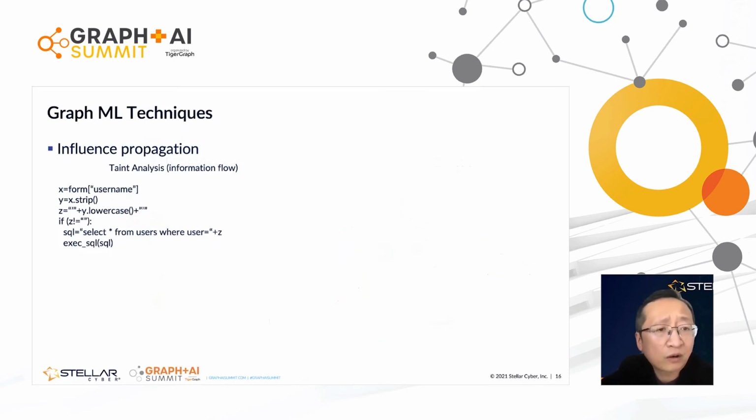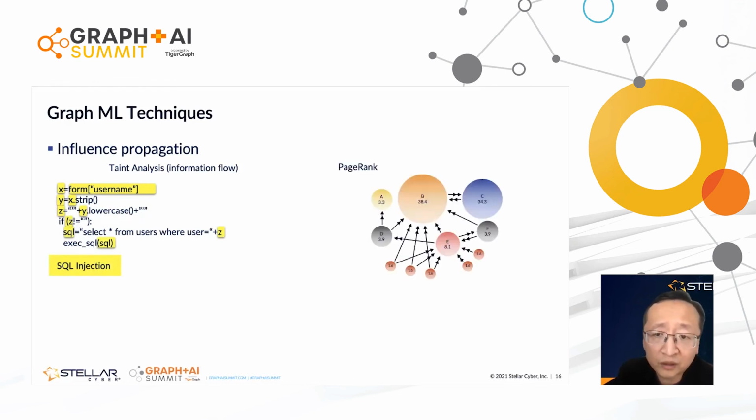There are different graph machine learning techniques. More traditionally, we have influence propagation, for example, taint analysis. If we see untrusted input, it might propagate through the program and finally to the SQL statement, then boom, launch SQL injection. That's one type of information flow propagation. And PageRank fundamentally is propagated influence, but by the links between pages.